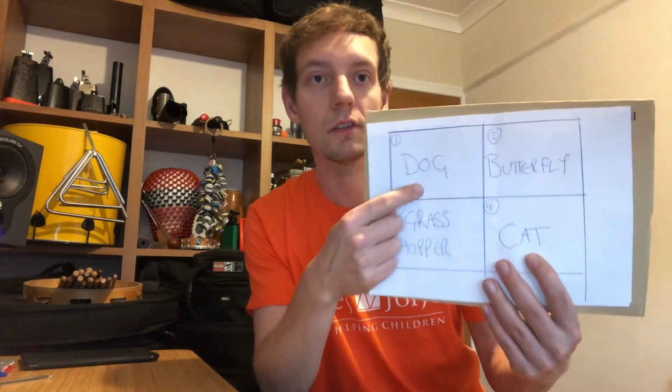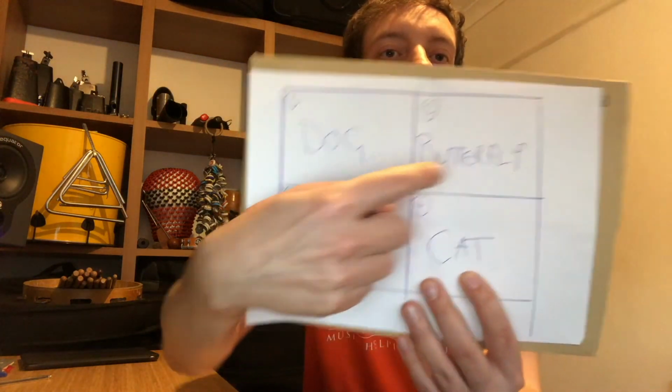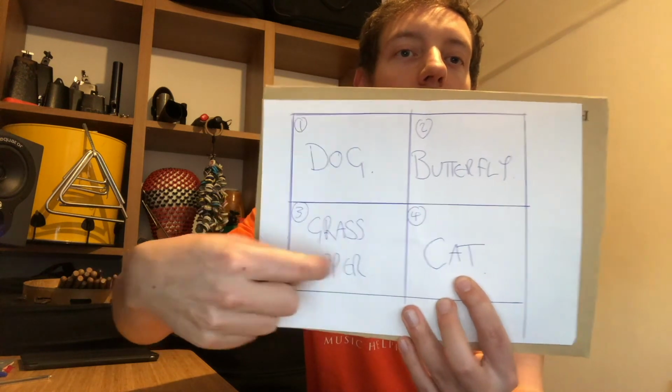Notice how each of these so far have had a different number of syllables in the name, which helps, as you'll find out in a minute. And then the last one, we're going to have cat again. It helps to have a one-syllable sound at the end, just for clarity. But there we go. So we've got dog, butterfly, grasshopper, cat.